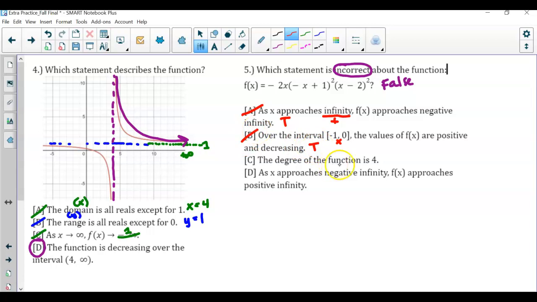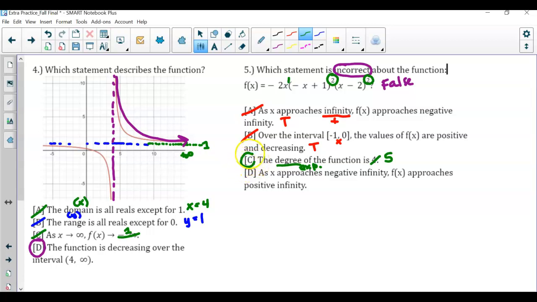The degree of the function is 4. So remember, degree is like our exponent. So I'm going to go back to my equation and add up my exponents. Well, this is 2 plus 2. Now keep in mind, we do have x here, which has an exponent of 1, adding up to 5.